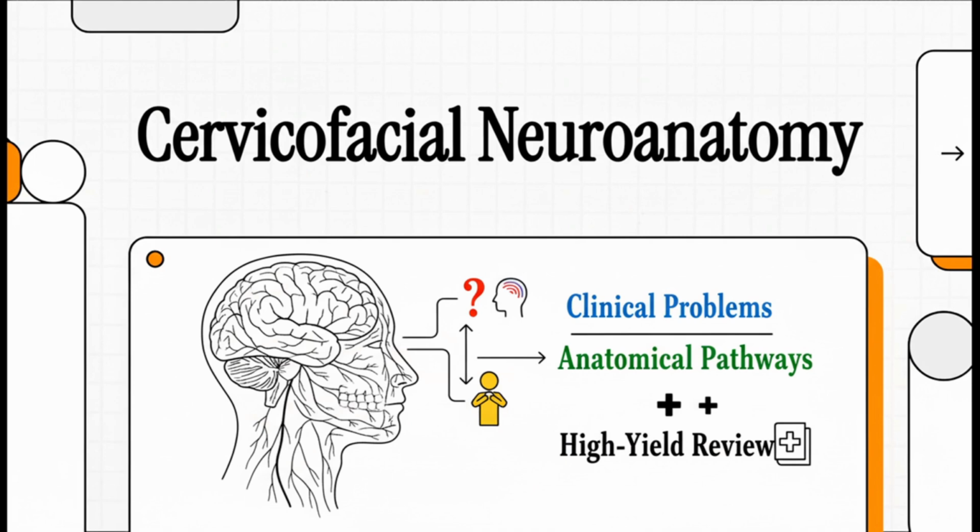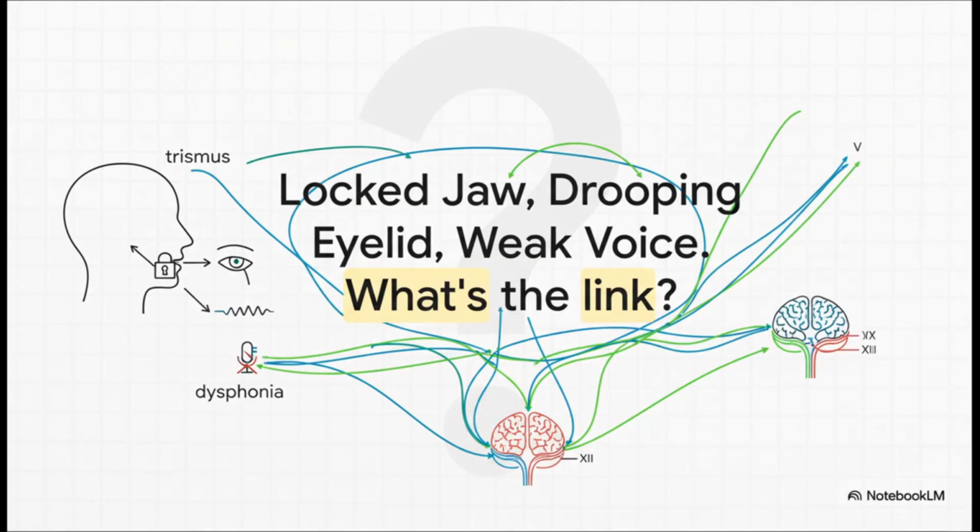Our goal is to give you a clear, integrated framework that'll help you with rapid diagnosis and, of course, with success on your exams. So, I want you to think about 3 patient presentations that, on the surface, seem totally unrelated. You've got trismus, or a locked jaw, then you have ptosis, a drooping eyelid, and finally dysphonia, a weak or hoarse voice. What on earth is the common link here?